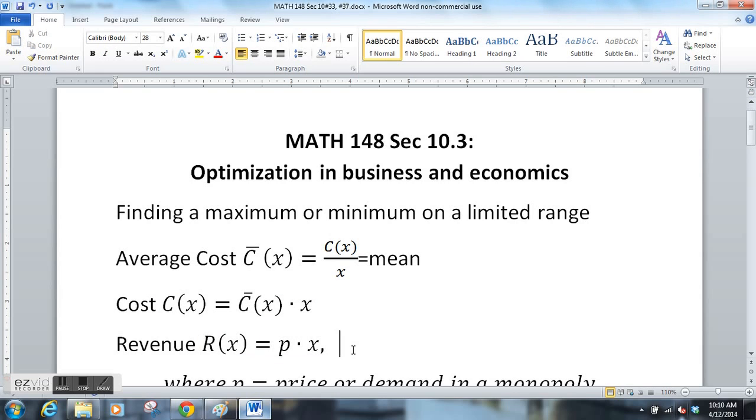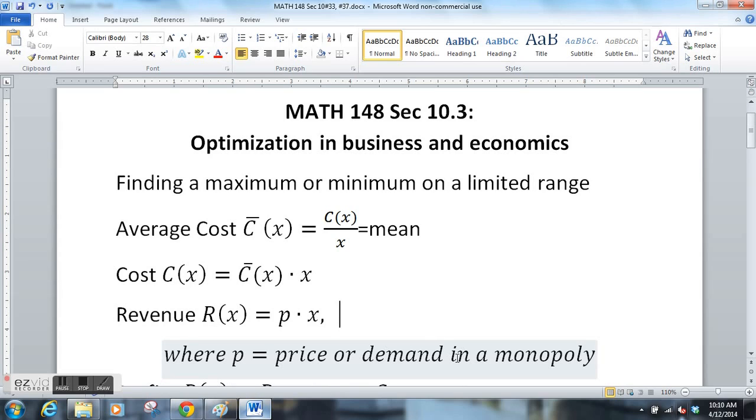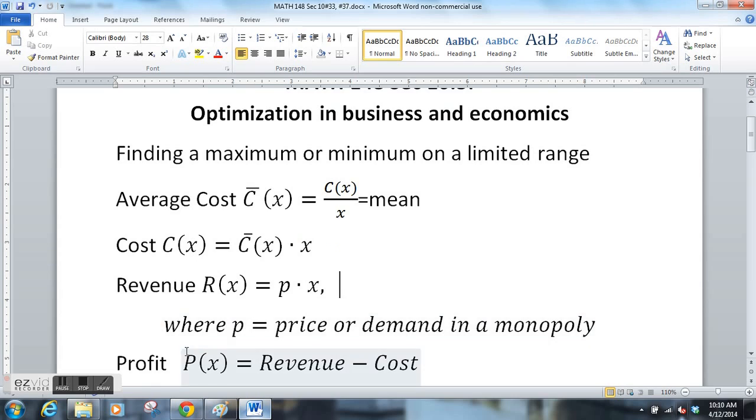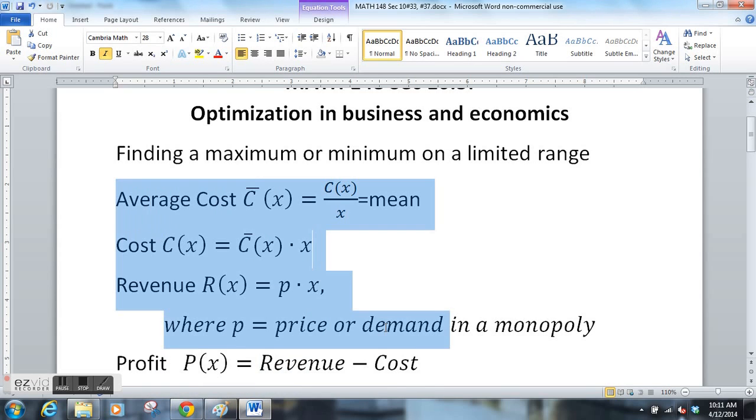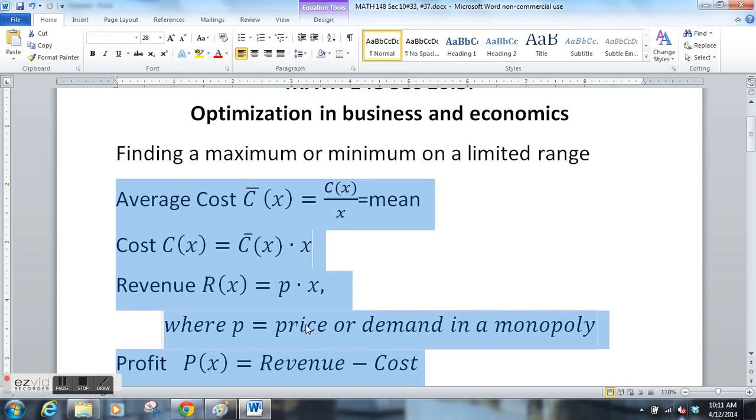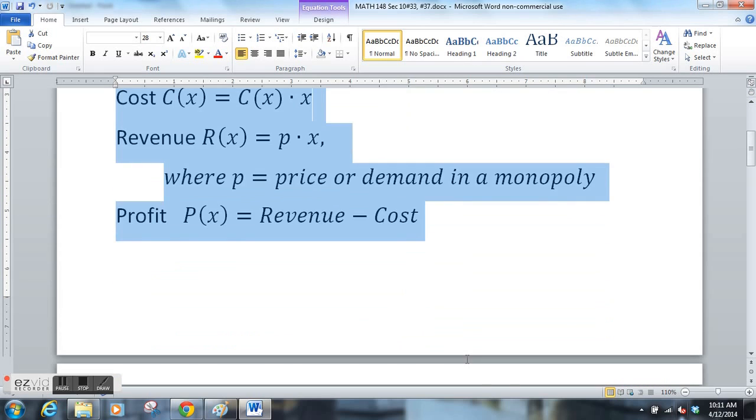The revenue function is equal to P times X, where P is equal to the price or the demand in a monopoly. Because in a monopoly, there's no equilibrium point for price. You get to set your own price. So you look at demand. And the profit is revenue minus cost. And again, this makes sense if you're thinking your total profit is going to be how much money you take in minus the cost of running your business. So if I were a student in this class, I would definitely write these equations on my note card for test number 1. So keep that in mind.